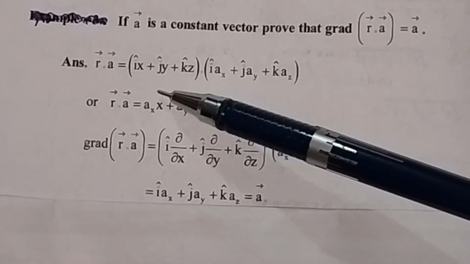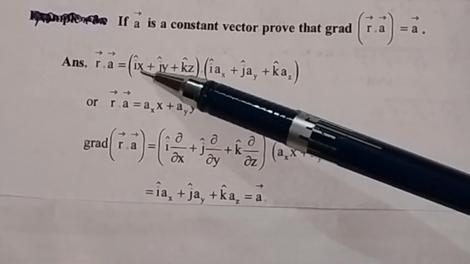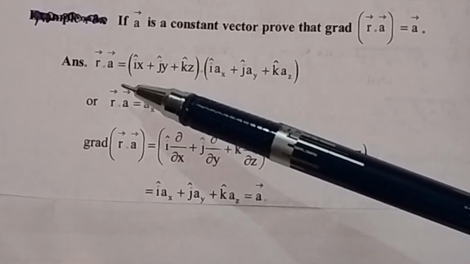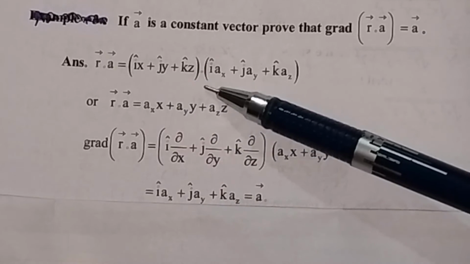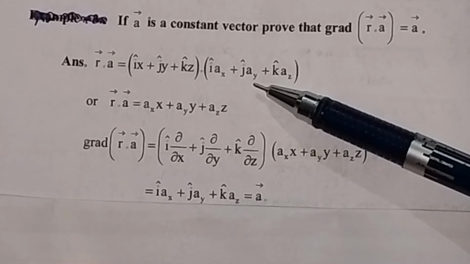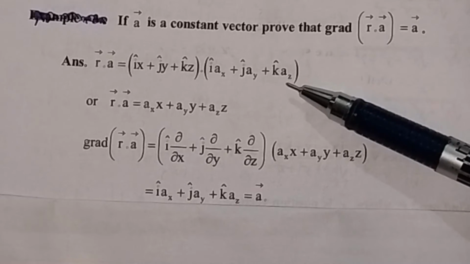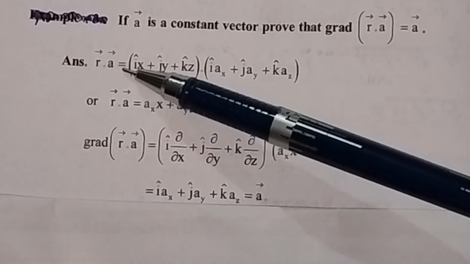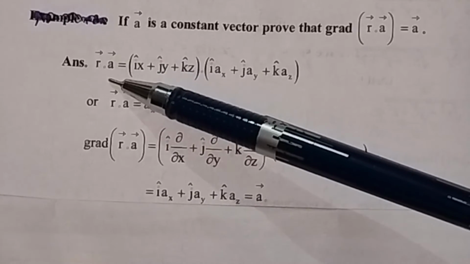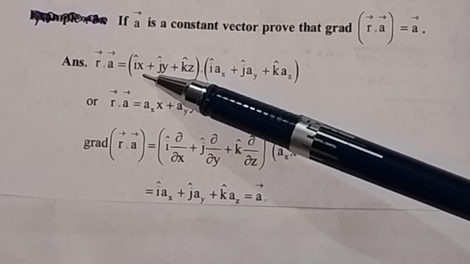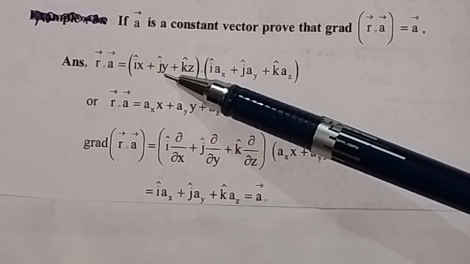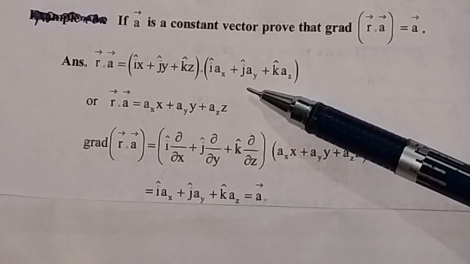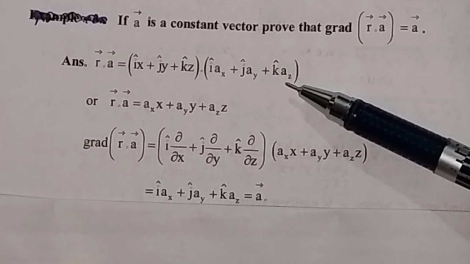Suppose the position vector r is equal to i cap x plus j cap y plus k cap z, and the constant vector A is equal to i cap ax plus j cap ay plus k cap az. So if you take the dot product of the position vector and the constant vector, that is r dot A, this will be equal to (i cap x plus j cap y plus k cap z) dot (i cap ax plus j cap ay plus k cap az).